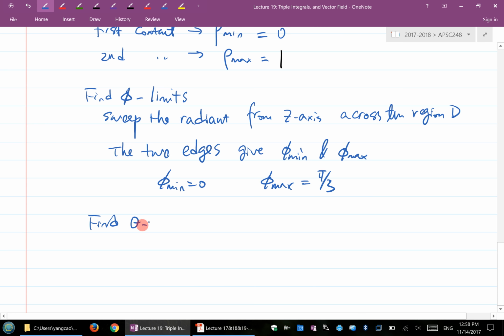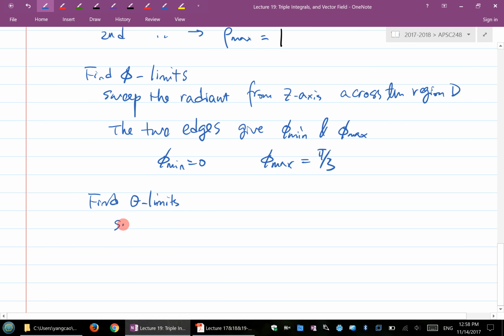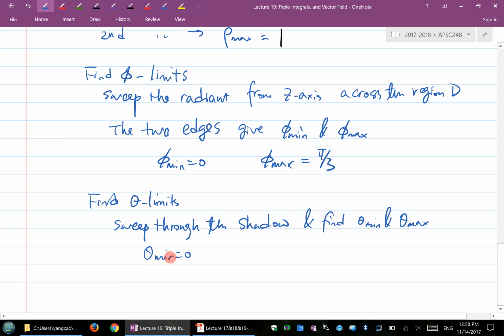Find the theta limit: sweep through the shadow and find theta min and theta max. So theta min is 0 and theta max is 2 pi. That finishes the process of finding the limits for the three variables.